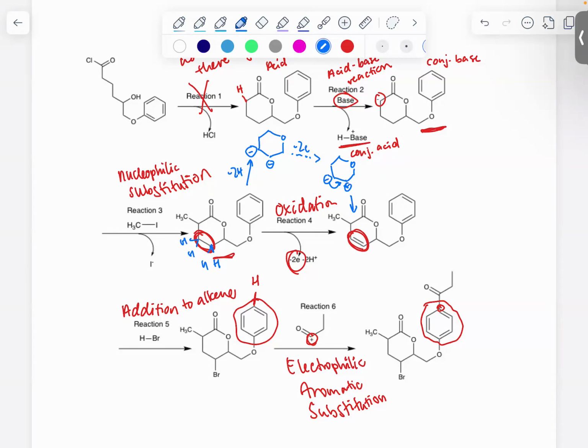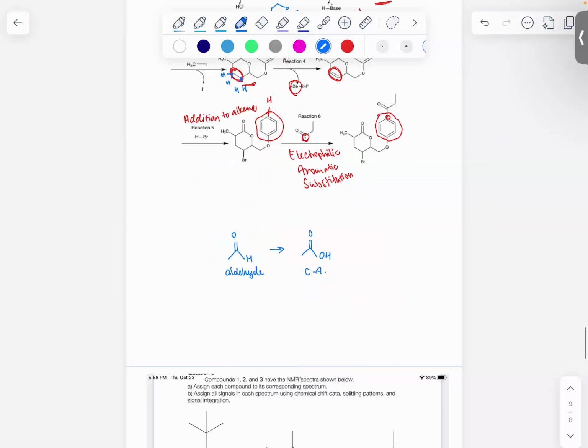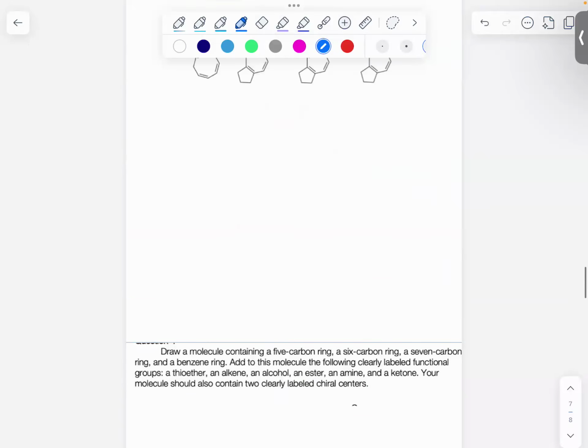Thumbs up, medium, or down about identifying stuff using the starting material and product. Okay, mostly middles and ups. At least it's not mostly downs. Okay.